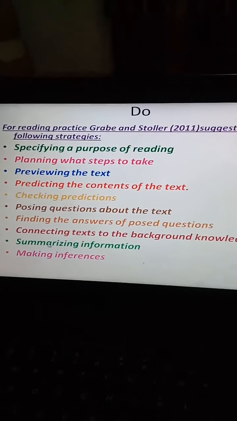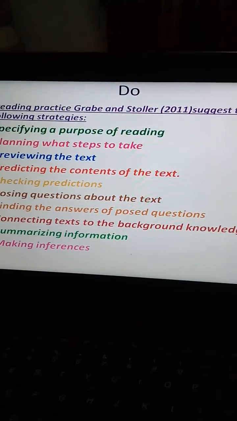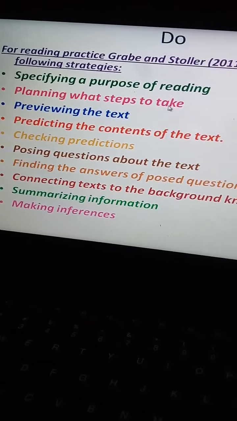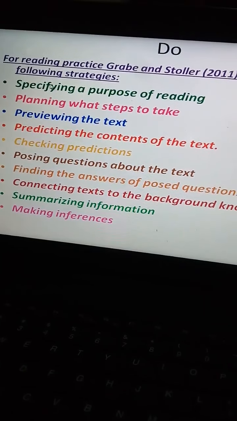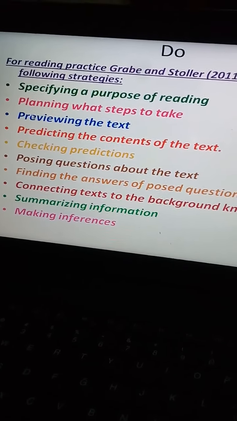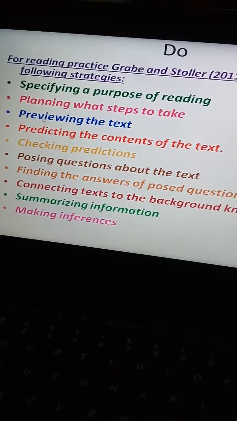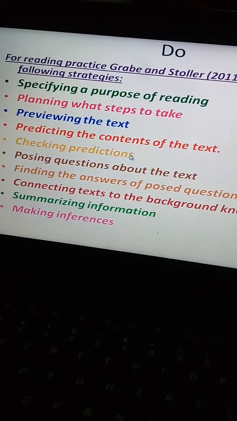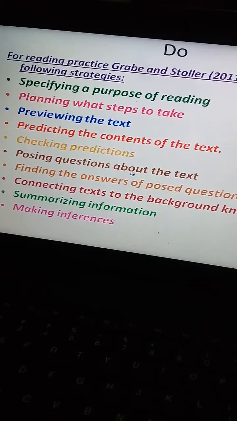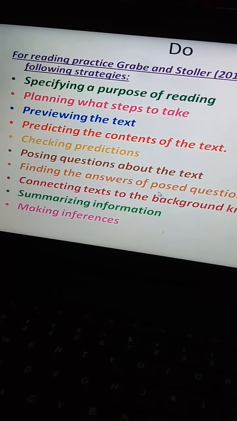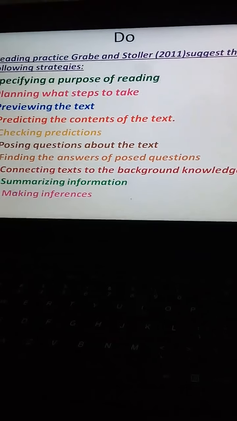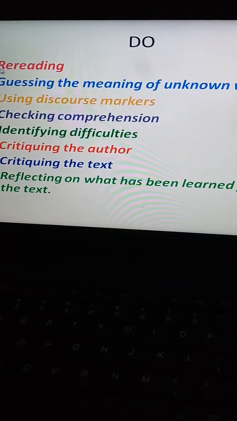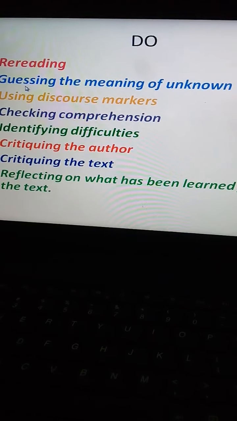Okay, now for reading practice, Grabe and Stoller 2011 suggest the following strategies. The first one is specifying a purpose of reading. The teacher first specifies the purpose, then they plan what steps to take. Then they preview the text. After previewing, they ask the students to predict the contents of the text and check predictions. After that, they ask some questions about the text and check the answers. Then they connect the text to background knowledge, summarize information and make inferences. The next step is rereading. After that, the students should be asked to guess the meaning of unknown words.